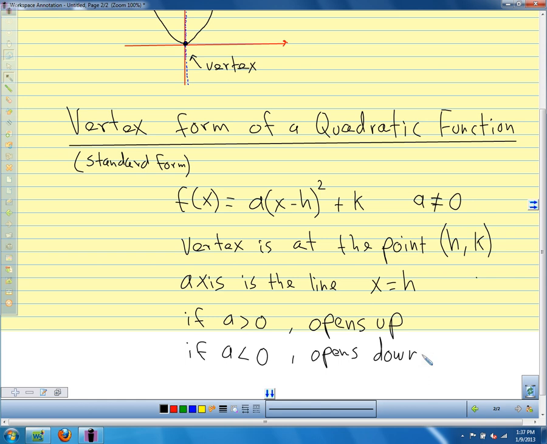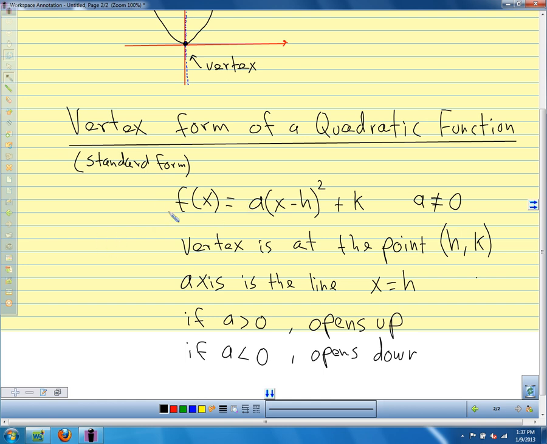If it were sideways, rather than writing f of x or y equals, the x's and y's would be switched. So if a is positive, it's going to open to the right, and if a is negative, it would open to the left. We're mainly going to be working with functions where we write y equals, so it's going to be opening up or down. When we get into chapter 10, we'll talk about sideways parabolas a little bit. So if we can put our quadratic function in vertex form, we can get a lot of information very easily.